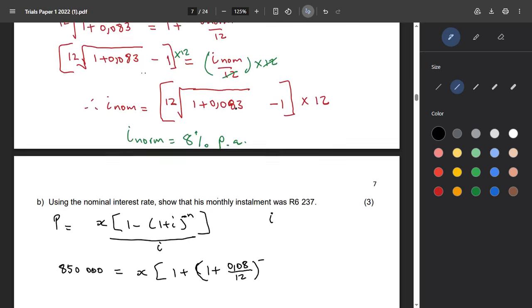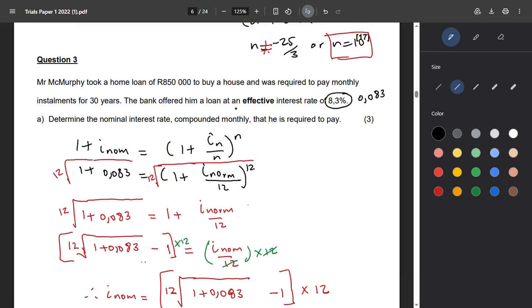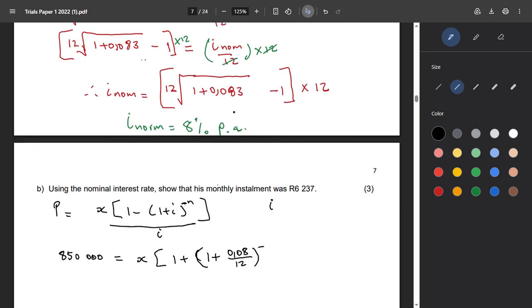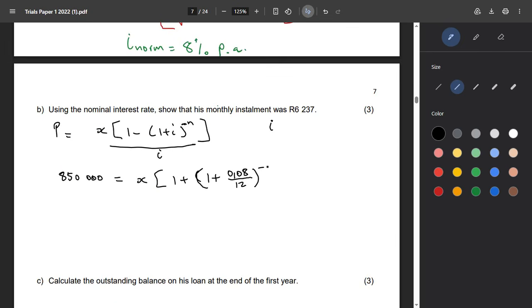How long is this loan? 30 years. So we're going to say 12 times 30 years. What is this? 30 times 12, that's 360. So this will be to the power negative 360. Close the bracket. Everything is divided by i, which is 0.08 compounded monthly. We are looking for X.